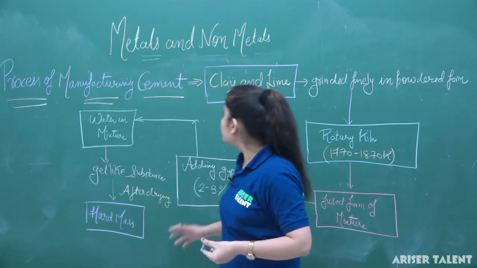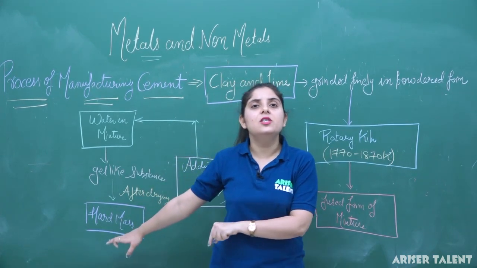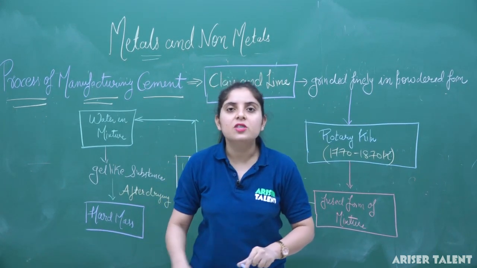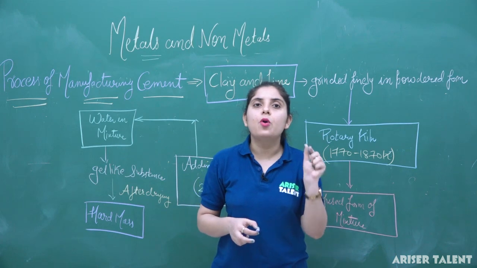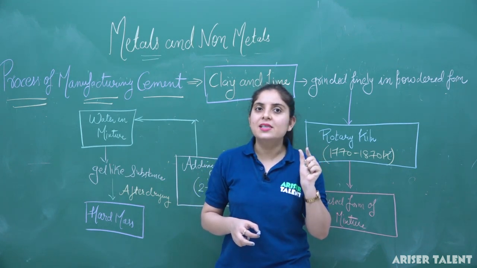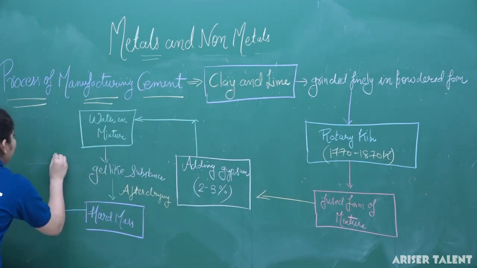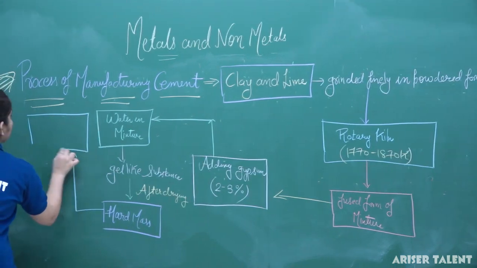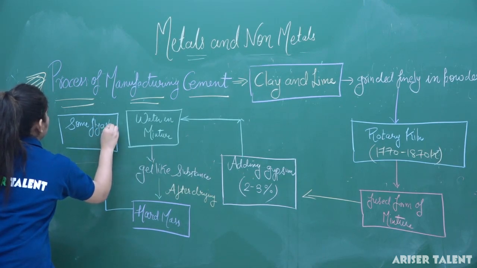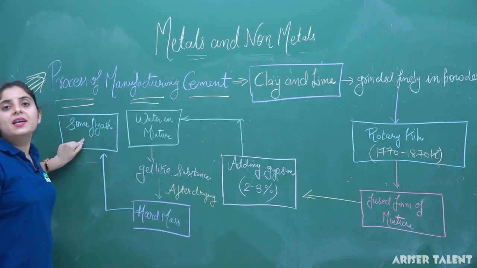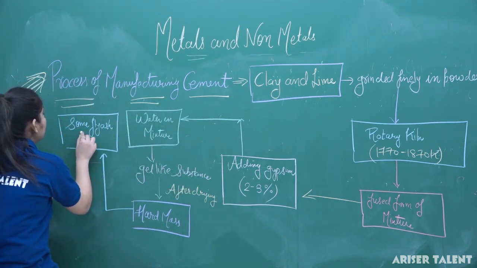So, this is actually the composition of the cement, or the manufacturing of the cement we have dealt with. Now, after that hard mass is obtained, some amount of fly ash is also added to improve the quality of the cement. Fly ash is added because it has properties similar to SiO2, that is the clay we are using.